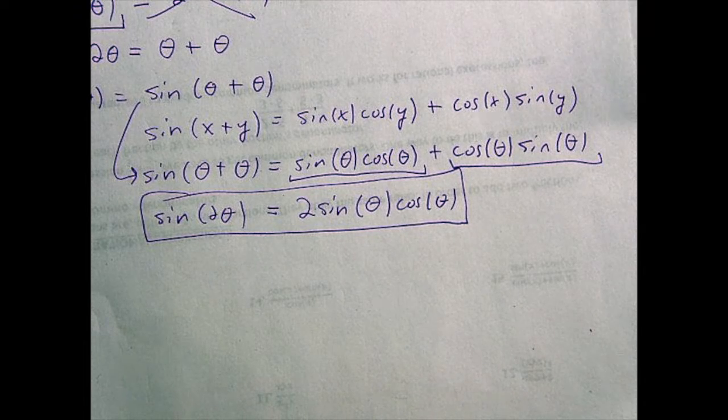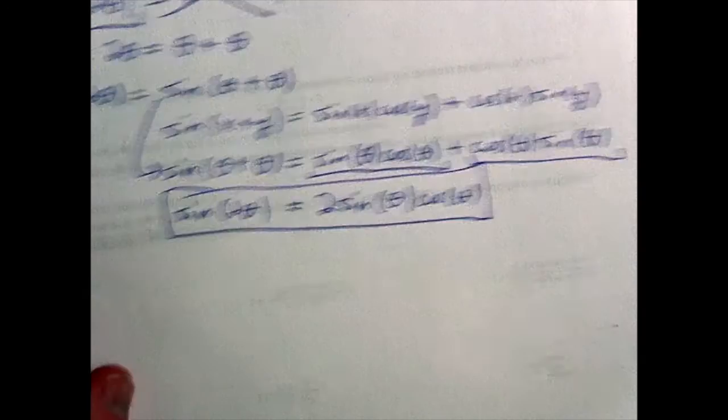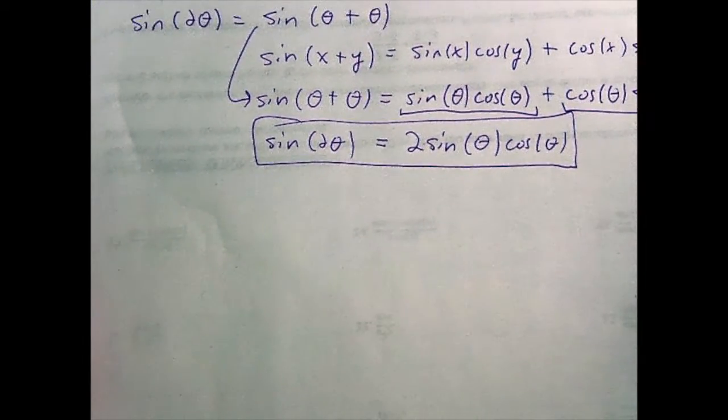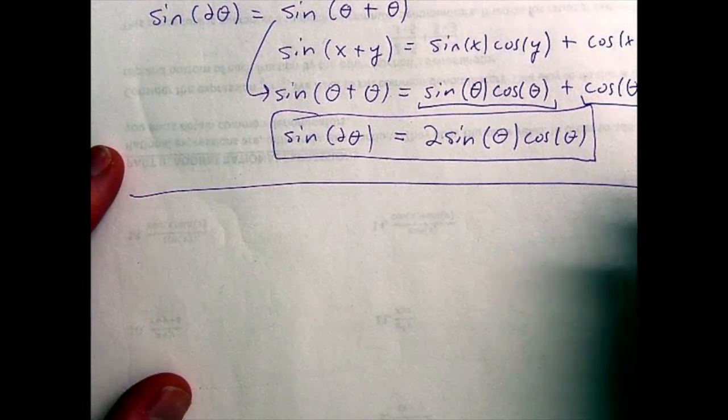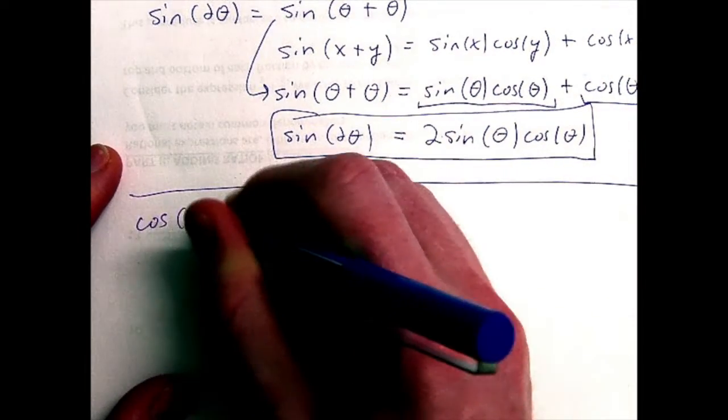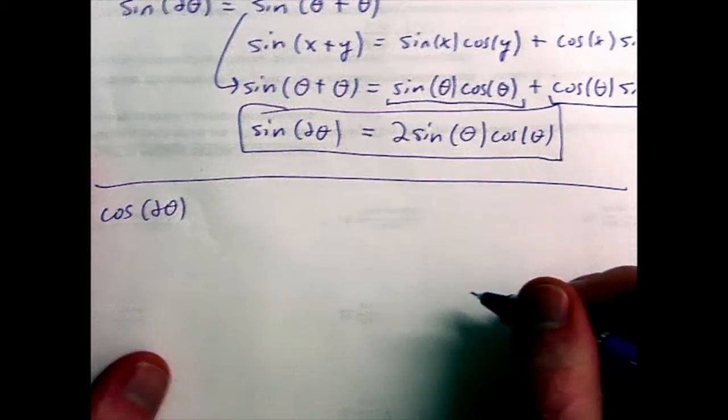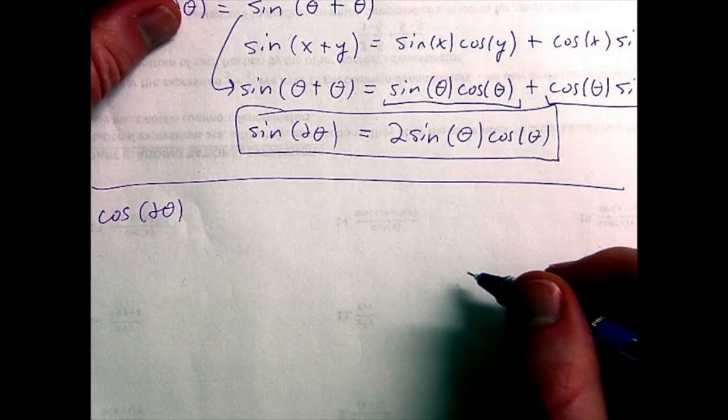Now, in class, I have you find this formula as well as the double angle formulas for cosine and for tangent. But because you're watching this video, presumably you missed class or you already did it in class. So I'm going to quickly derive the other double angle formulas for you. So let's take a look at cosine 2 theta. So how could we find a formula for that?